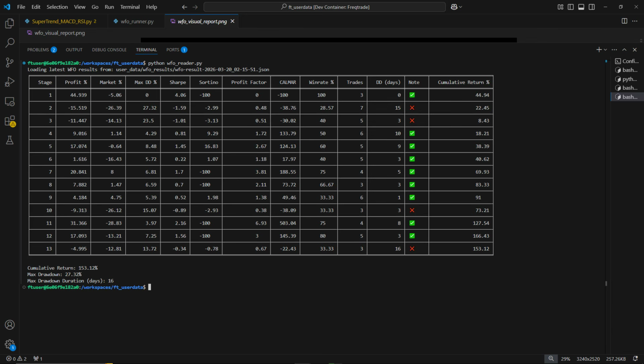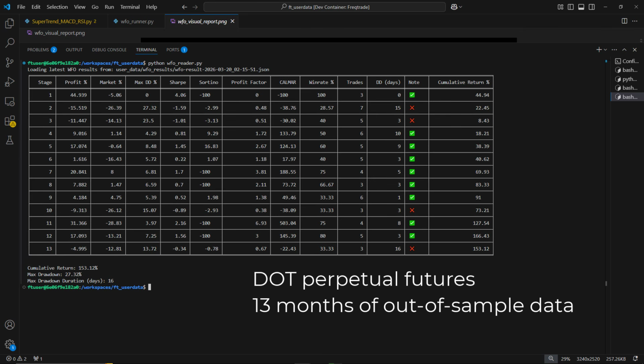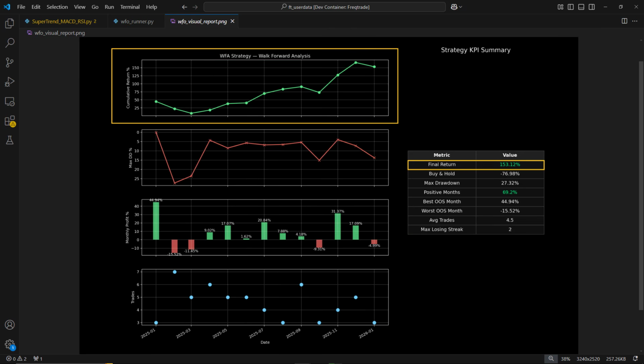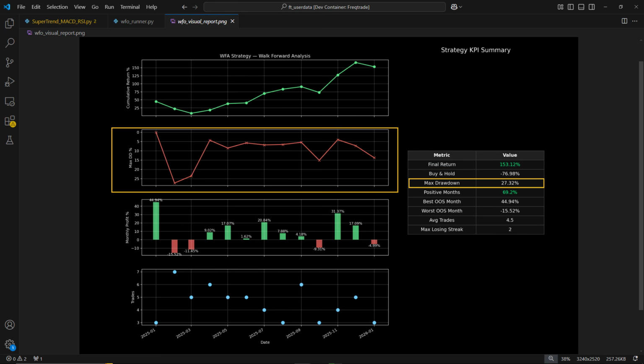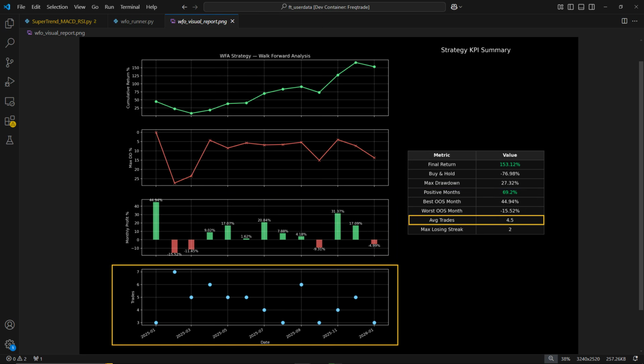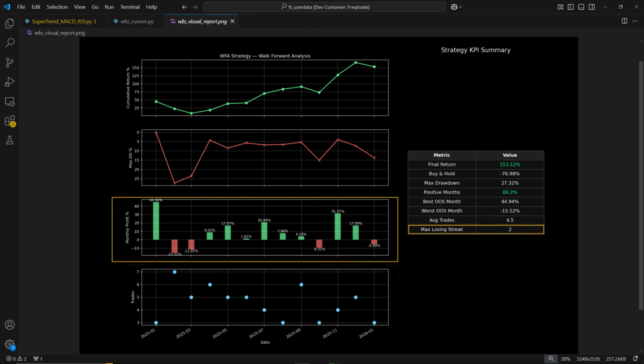Now let's look at the results. The strategy was tested on DOT perpetual futures over 13 months of out-of-sample data. It delivered a 153% cumulative return with a maximum drawdown of 27%. Monthly returns ranged from -15% to +44%, and it remained profitable in 9 out of 13 months. It executed an average of 4.5 trades per month, which means the strategy stays selective. The maximum losing streak was just 2 months, highlighting its ability to limit extended periods of underperformance.